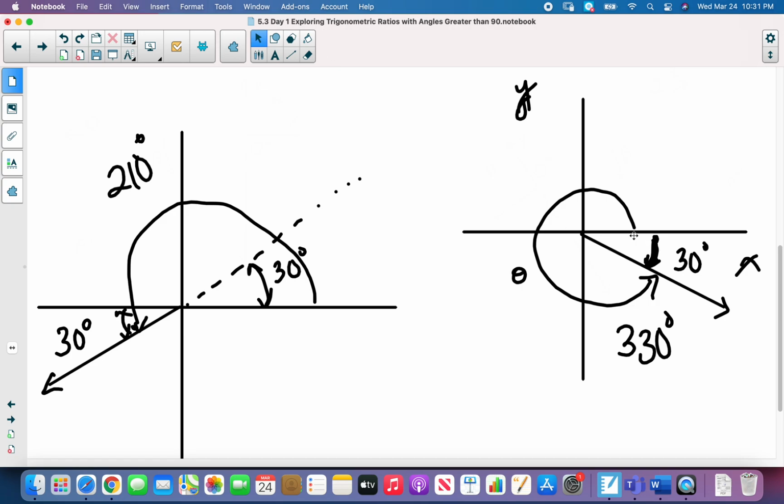So if you go one entire revolution, you get 360. So if you move 30 degrees less than 360, you get 330 degrees. So this angle is 330 and the related acute angle, the beta, is 30 degrees.